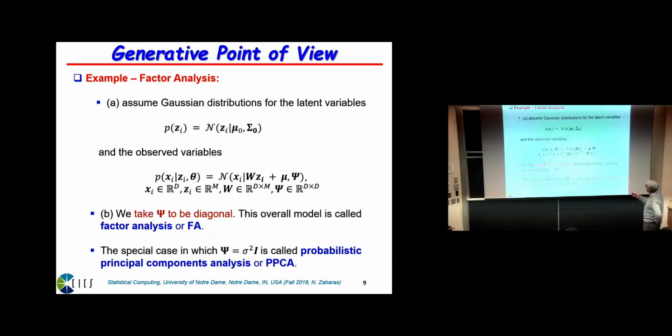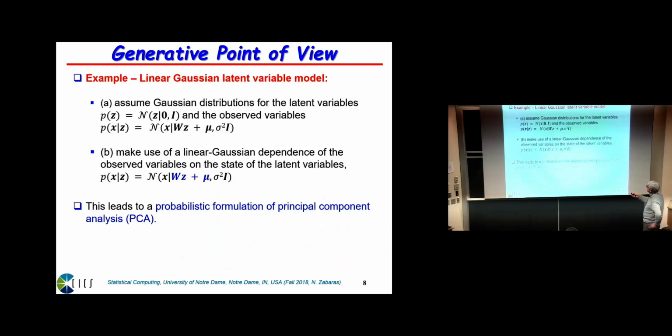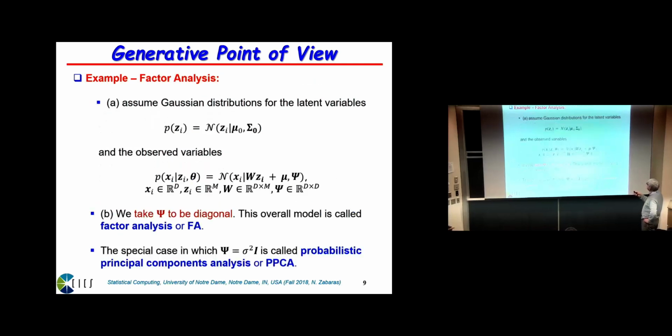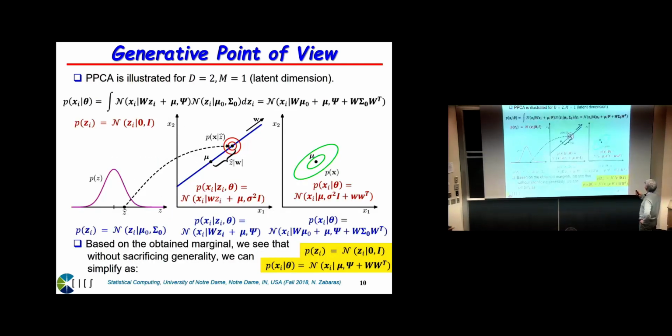Now, let me go back to these 2 equations. If I give you P of Z and I give you P of X given Z, you can actually integrate Z out, and if you integrate Z out, you get this distribution that you see here, all right? You actually get a likelihood, if you like, that is a Gaussian with a mean mu and a variance sigma squared I, that's the noise, plus W times W transpose.